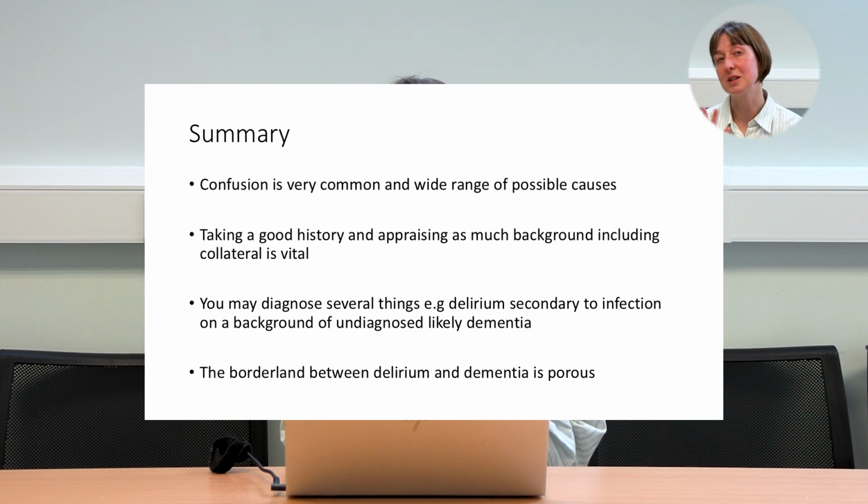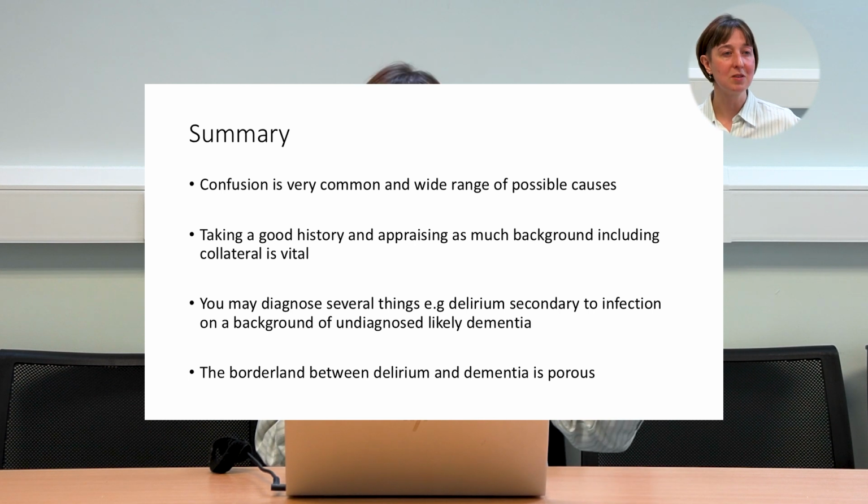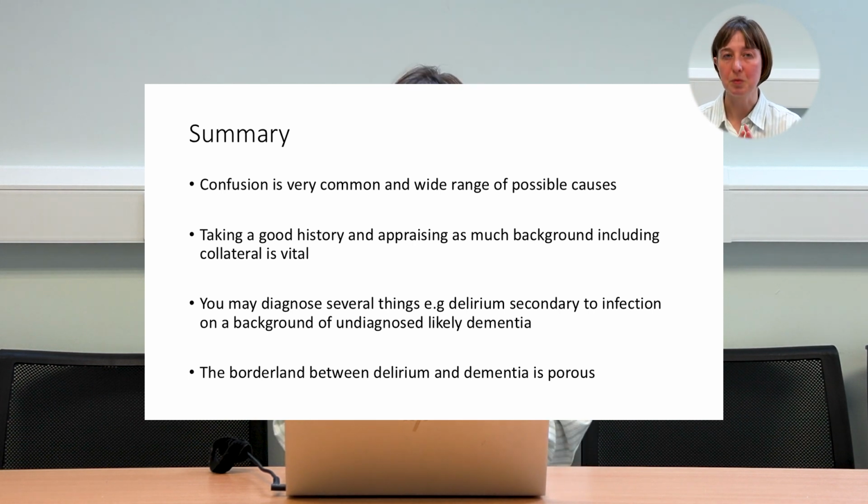The borderland between delirium and dementia is porous. So it's sometimes quite hard to know when a delirium ends and a dementia begins. So we often agree to see people in clinic to assess for memory problems after they have a period to improve from their possible delirium. And people can improve very slowly from delirium, particularly if they have underlying vulnerability like Parkinson's or Alzheimer's disease.